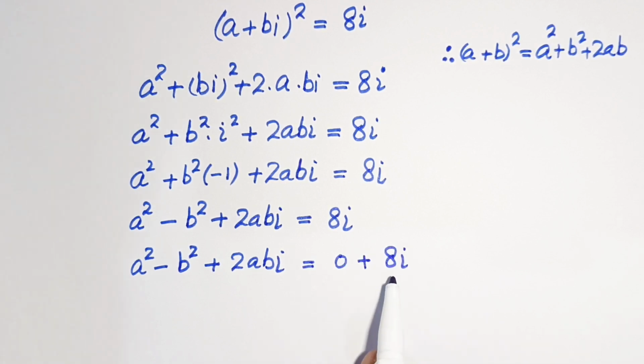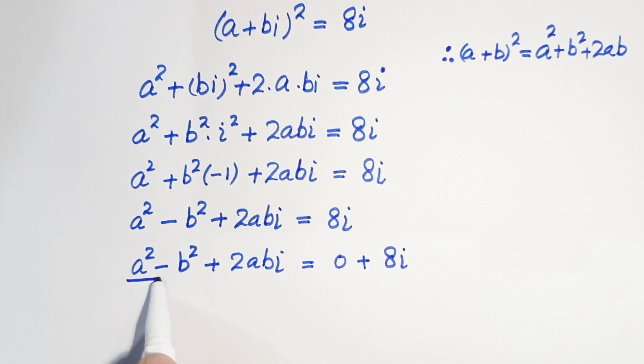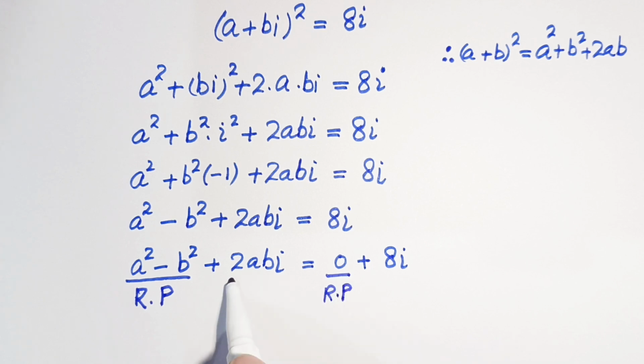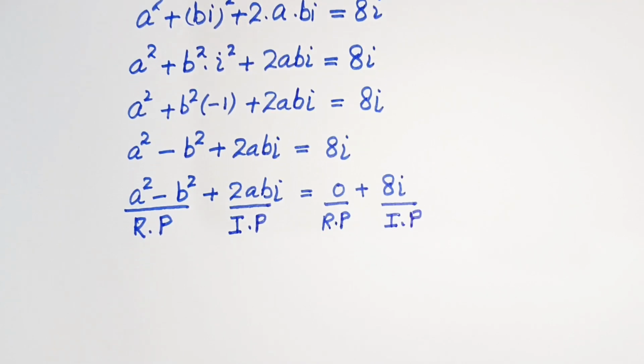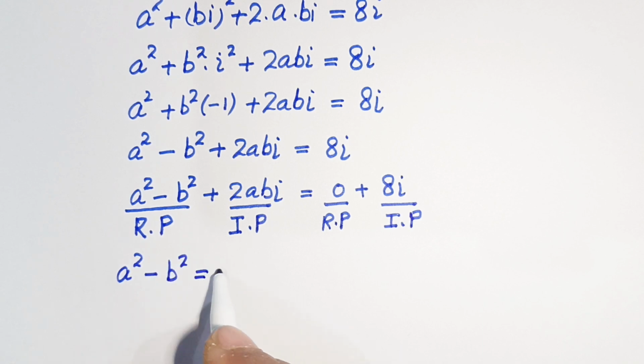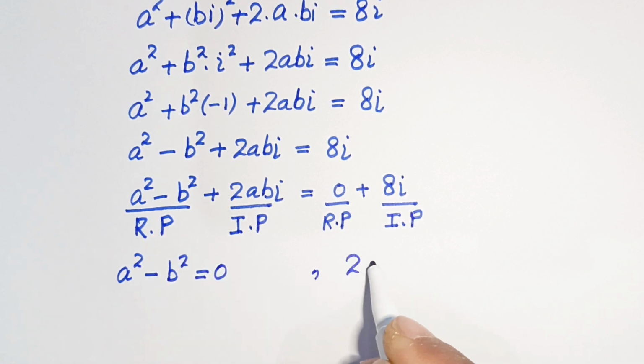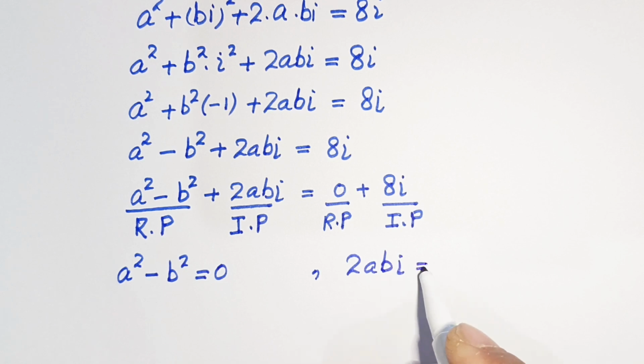So here is the real part, and here is the imaginary part, and on the right side we have the real part and the imaginary part too. So now we are going to equate them: a squared minus b squared is equal to 0, and 2 times a times b i is equal to 8i.